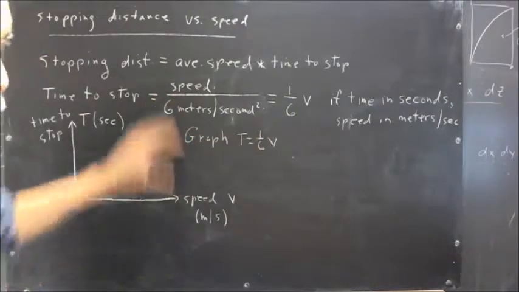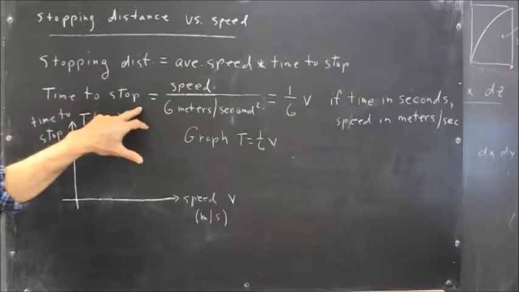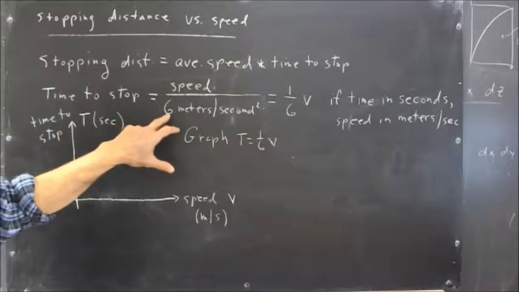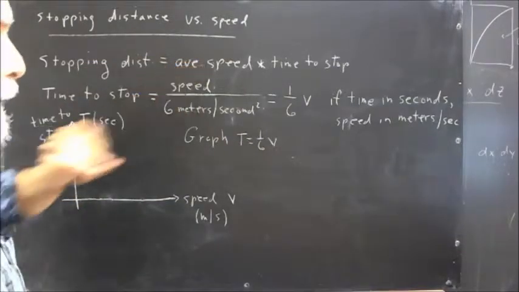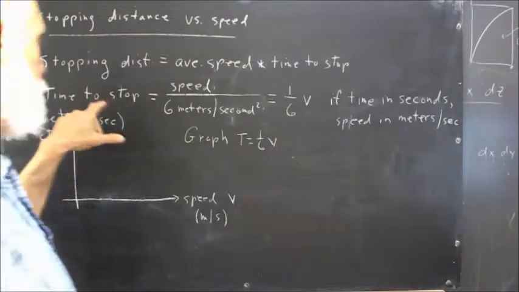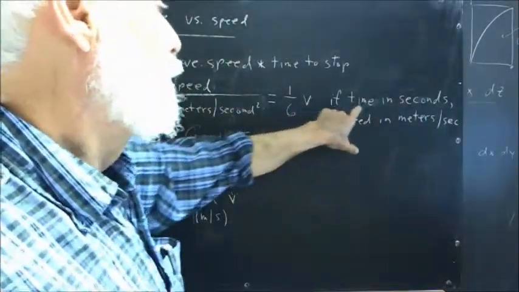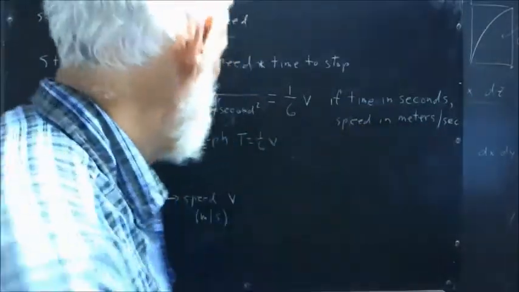Now, you don't need to understand the physics of that. It simply says that the time you require to stop is what you get if you divide your speed by 6 meters per second squared. I'm not going to worry too much about the units. What that tells us is that the time to stop is 1/6 v, provided the time is in seconds and the speed is in meters per second.